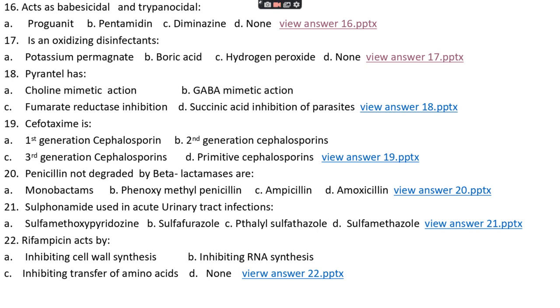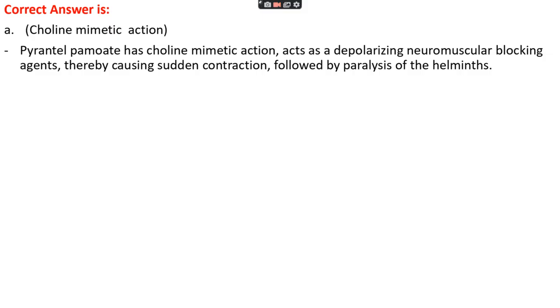Question number 18. Pyrantel has: option A, choline mimetic action; option B, GABA mimetic action; option C, fumarate reductase inhibition; option D, succinic acid inhibition of parasites. The right answer is option A, that is choline mimetic action. Pyrantel pamoate has choline mimetic actions.